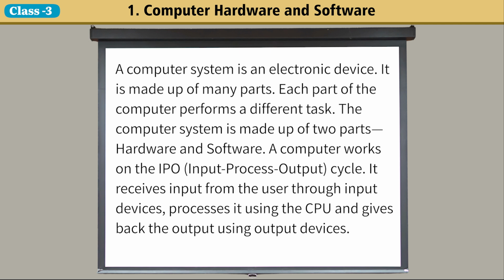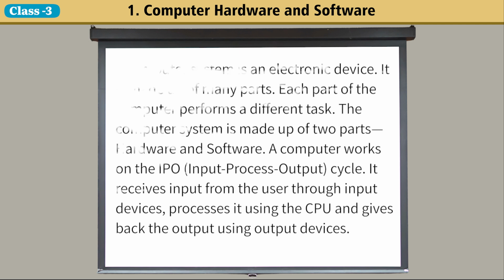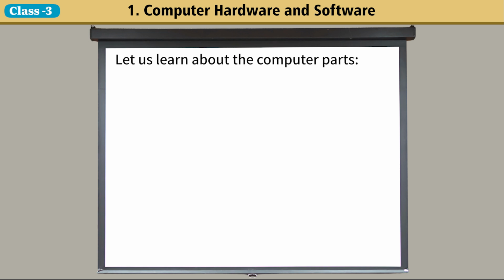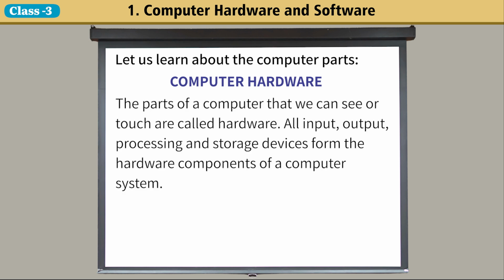A computer works on the IPO, input process output, cycle. It receives input from the user through input devices, processes it using the CPU and gives back the output using output devices. Let us learn about the computer parts, computer hardware. The parts of a computer that we can see or touch are called hardware. All input, output, processing and storage devices form the hardware components of a computer system.